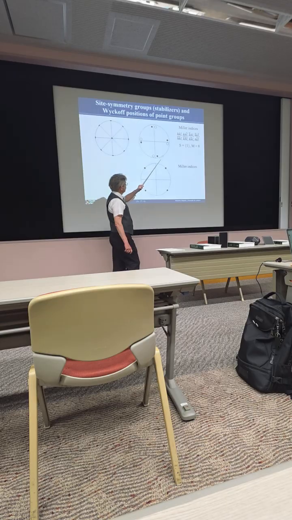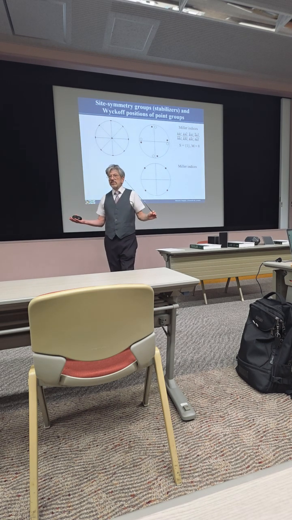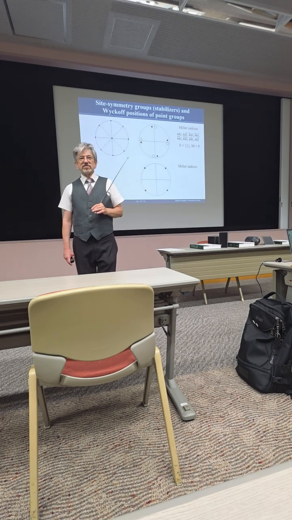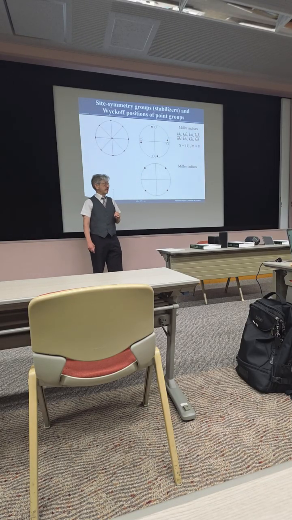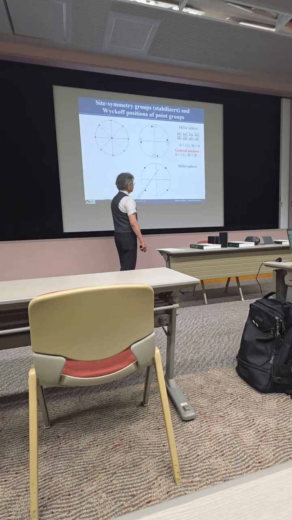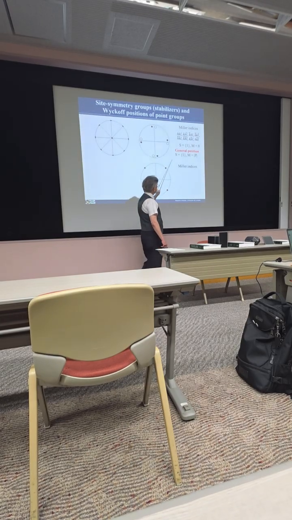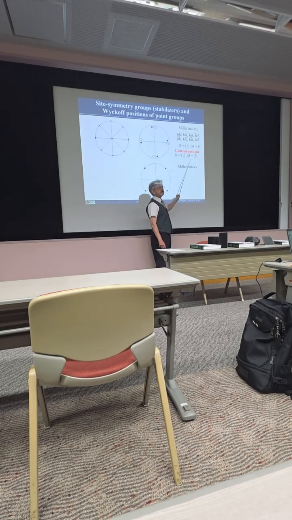The site symmetry group of this orbit contains only the identity. It's the only operation that leaves these points invariant. Any of the other operations acts on any point and moves it. This is called a general position. The site symmetry group is 1, contains only the identity, and the multiplicity then is equal to the order of the point group. Order 8, multiplicity 8, site symmetry group 1, general position.